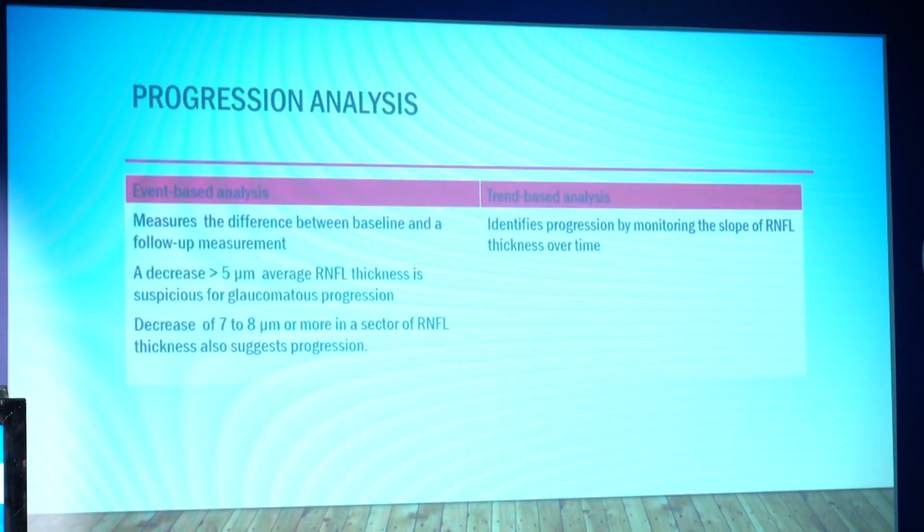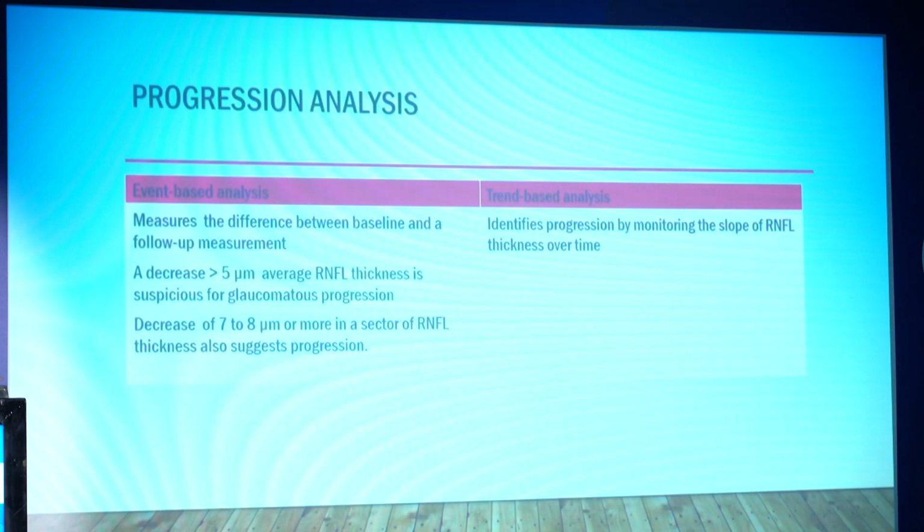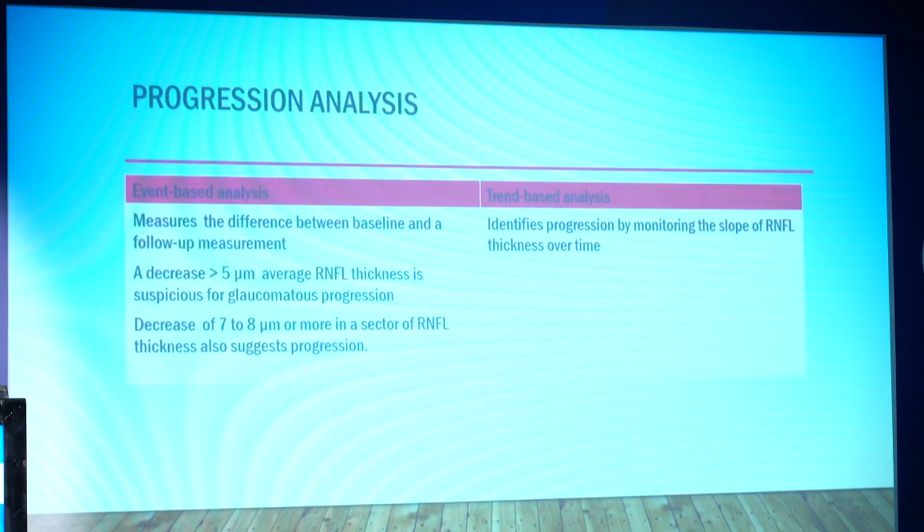So progression analysis can be event-based or trend-based. Event-based measures the difference between baseline and the current value. A decrease of more than 5 micrometer is suspicion, and if it's around 7 to 8 micrometer, it is definitely suggestive of progression. In a trend-based analysis, we just monitor the slope of the RNFL thickness over time.